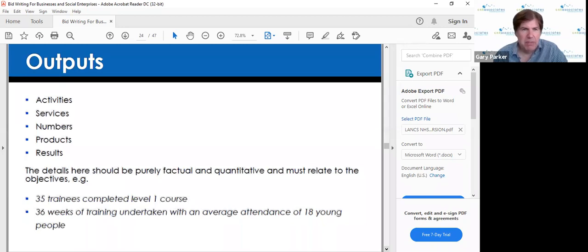The details need to be purely factual and quantitative. So it could be, for example, here in terms of the training course, 35 trainees completed a level 1 course, 36 weeks of training undertaken, with an average attendance of 18 young people. So those are the outputs of the actual course.